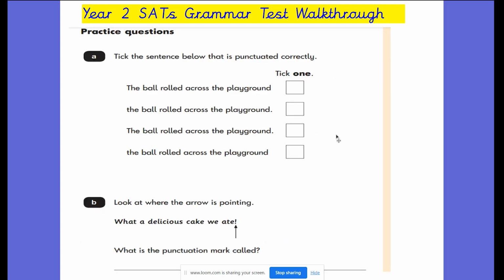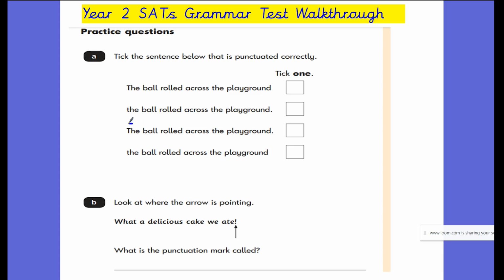Okay, let's get started. Question 1A is the first couple of questions on the test. These are actually practice questions that the kids will do, just to get them into the hang of doing these questions. So the teacher will probably take them through these first two questions. Tick the sentence below that is punctuated correctly. The ball rolled across the playground. The ball rolled across the playground. The ball rolled across the playground. And the ball rolled across the playground.